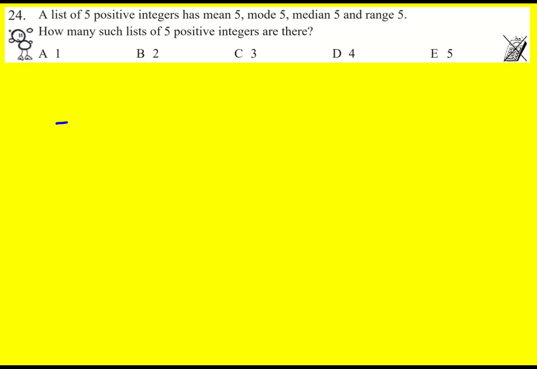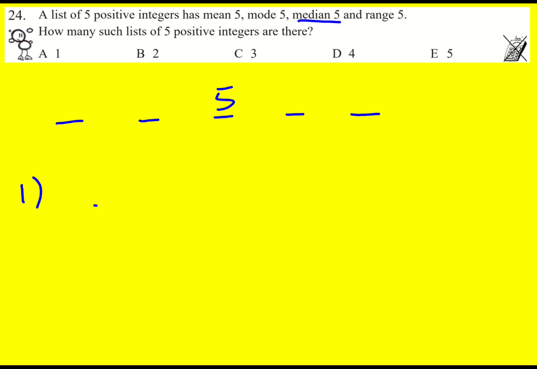We have a list of 5 positive integers. The mean is 5, the mode is 5, the median is 5, and the range is 5. First thing I think to do is to just get that median in there. It's got to be in the middle like that. And because the mode is 5, there's got to be more than one of them.